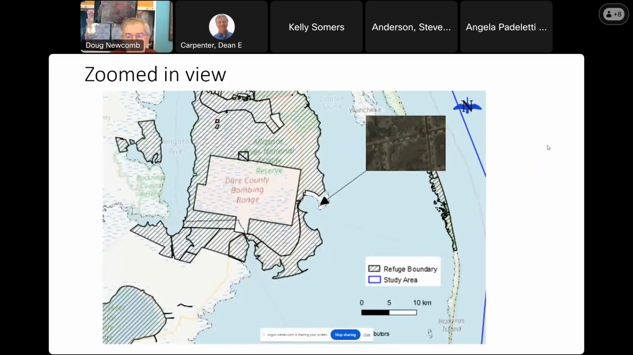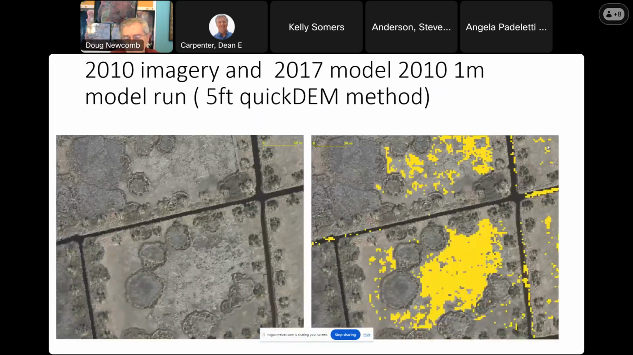And you can see how this works. We'll zoom in here on a part of Stumpy Point, where you can see the 2010 imagery and what the 2017 model showed. This is from the 5-foot redone DEM that I did. And you can see how the modeled water is actually showing up fairly close to what is there.